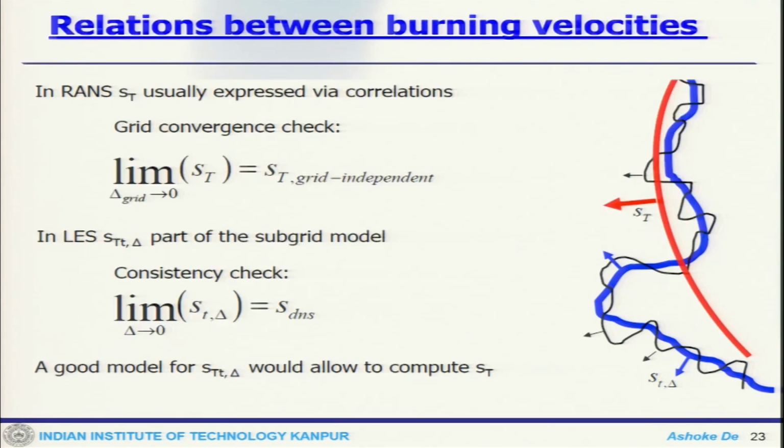Now, typically in RANS it is usually expressed via some correlations. Now, if your grid tends to 0, then this becomes grid independent, and also for LES, as part of the subgrid model, this should approach the flame speed that you get in the DNS. But a good model should allow us to compute the turbulent flame speed.